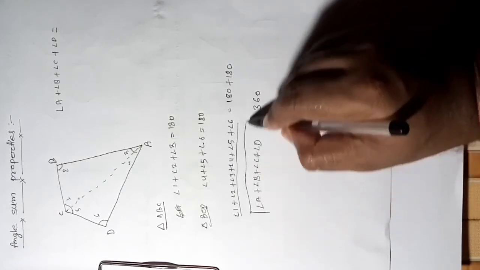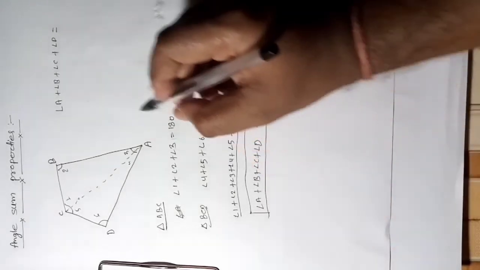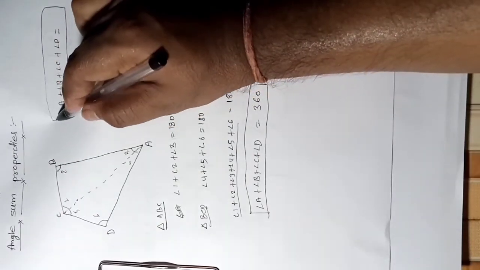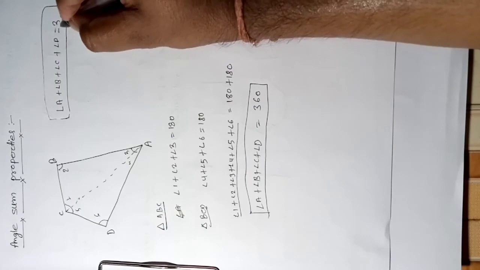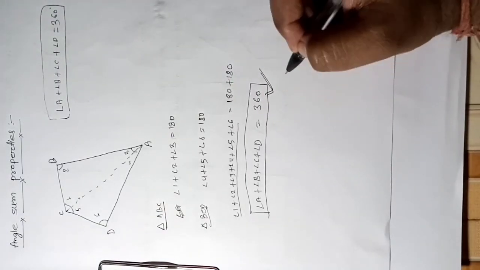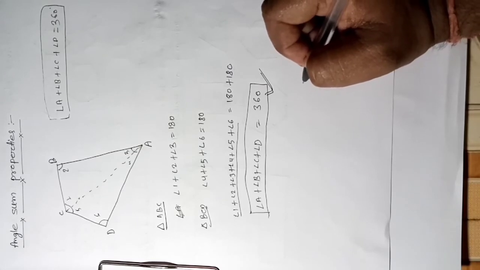Hence you have to remember that the sum of internal angles of a quadrilateral will be 360 degrees, right? So this is an important one, you have to remember it to solve the problems, right?